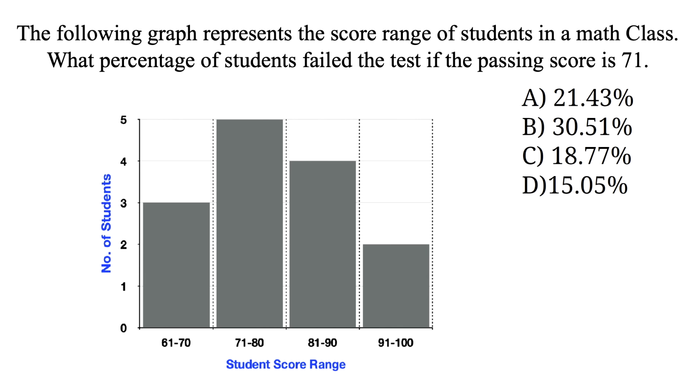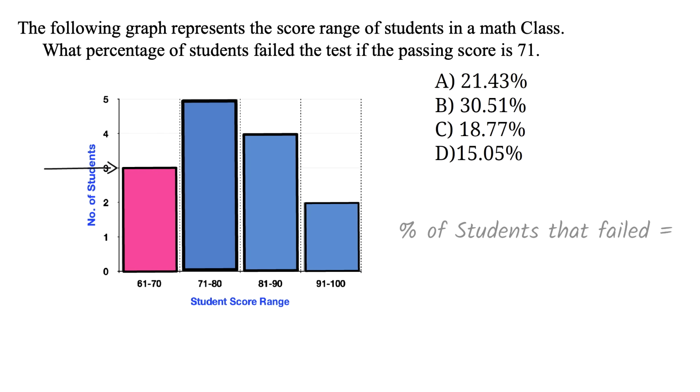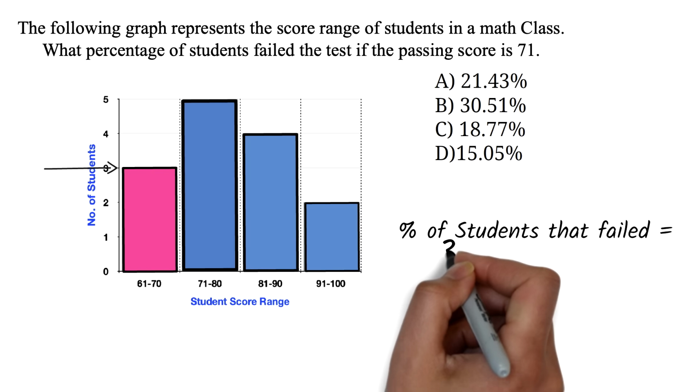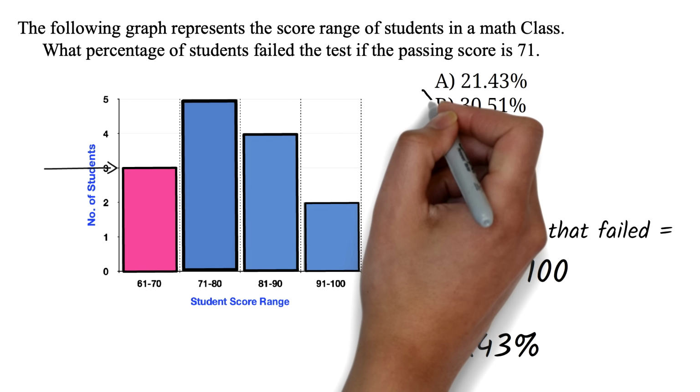From the graph, we can see that 3 students scored 61 to 70. All the other students scored 71 or above. The percentage of students that failed will be the number of students that failed, which is 3, over the total number of students, which is 14, like we saw in the previous question. This will be multiplied by 100 to get the percentage. Compute this on the calculator to get 21.43% failed. The correct answer is therefore A.